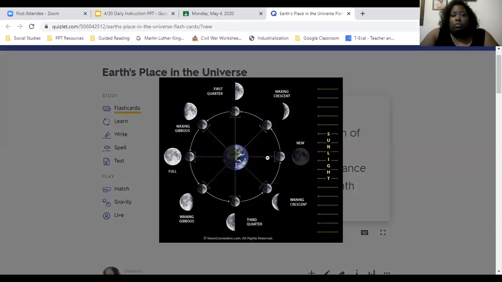And as we continue to rotate and revolve simultaneously, you start to see more of the sun's light reflecting off of the moon. And then you have the waxing crescent first, and then the first quarter moon, and then you have the waxing gibbous, and then more light is being reflected. And so now when the moon is actually facing the sun and we're facing the moon, we have a full moon.